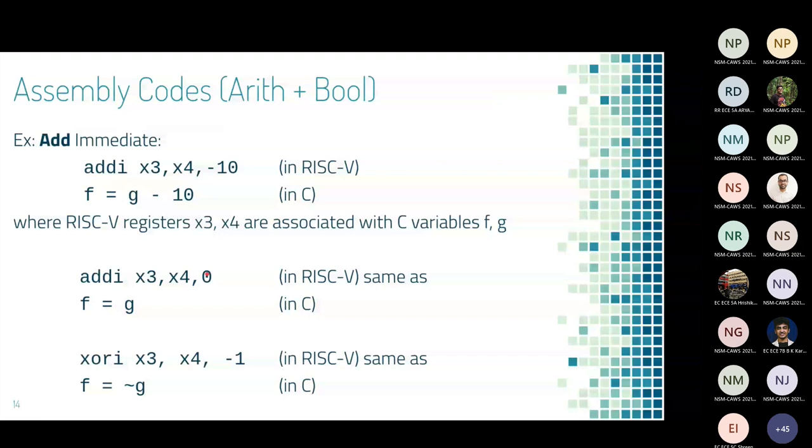Similarly, if you want to do a move operation, for example, you want to copy the value of g into f, you simply add an immediate value of 0 to x4, which will get written to x3. If you wanted to take a negation of a number, you can XOR it with -1. Remember, though the field is only 12 bits wide, you are sign extending it, which means all the upper bits will also become 1s. And therefore, when you XOR x4 with all 1s, it becomes a negate operation.